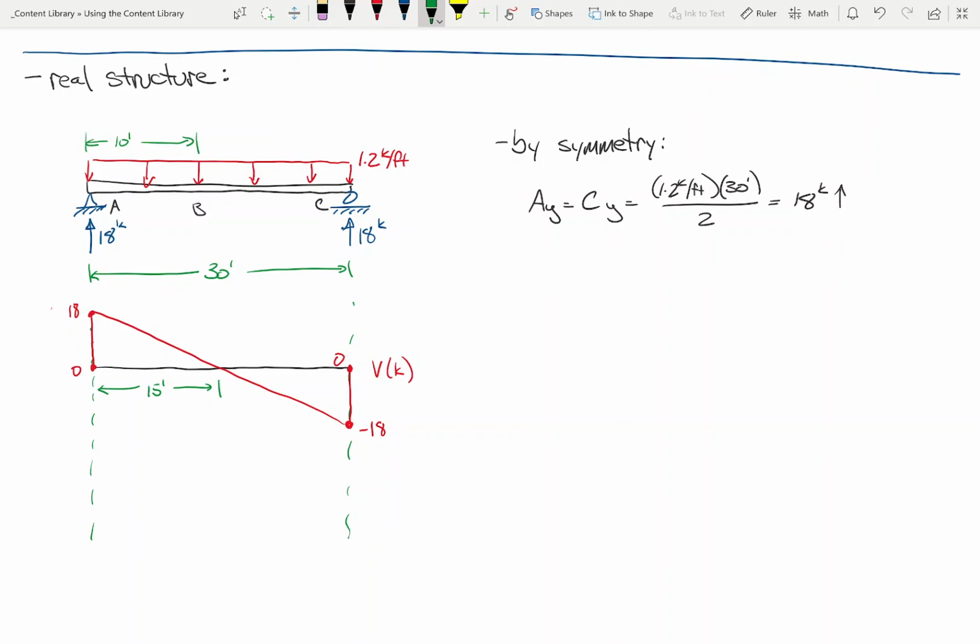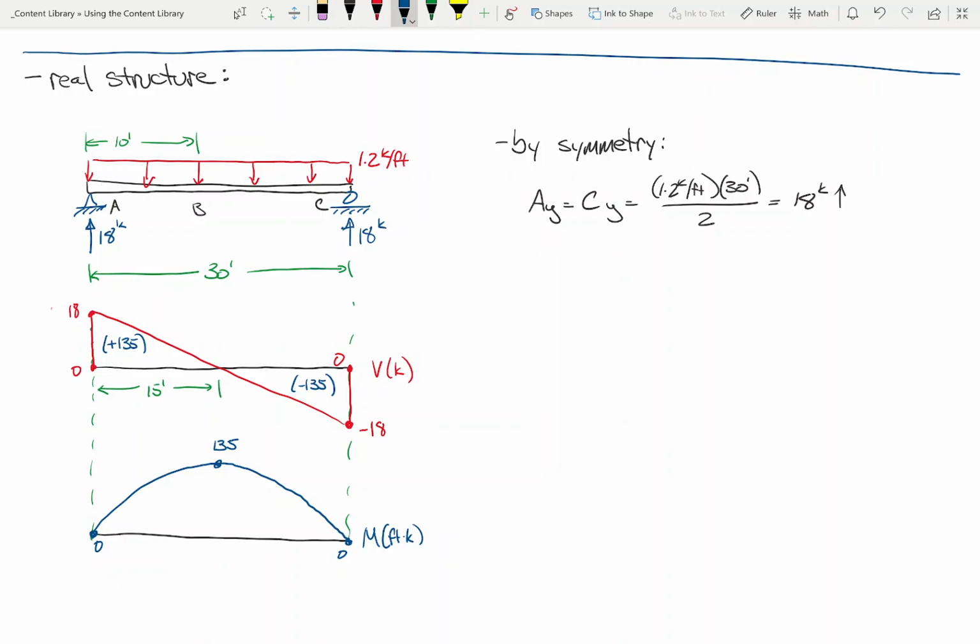Okay, so 18 times 15 over 2 is just going to be 9 times 15. 9 times 15, that's 90 and 45, 135, right? So we're going to have plus 135. We're going to have minus 135. And then our moment diagram is going to be like that. 0, 135, and 0. Okay? Does that make sense?